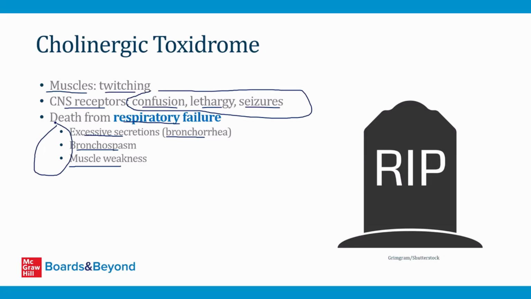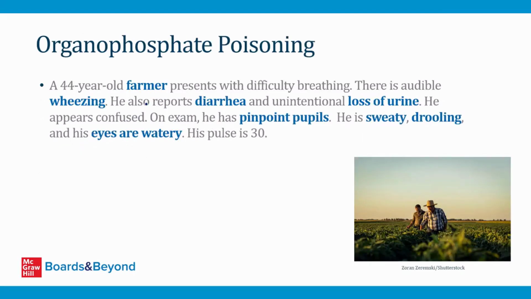So here's just one example of how organophosphate poisoning in a cholinergic toxidrome might be described in a board question. So let's imagine they tell you about a 44-year-old farmer. A farmer is a classic profession to be exposed to organophosphates and pesticides, and he presents with difficulty breathing. There's audible wheezing, so remember that wheezing is from bronchoconstriction. He also reports diarrhea and unintentional loss of urine. So right away, you're getting a picture of organophosphate poisoning here.